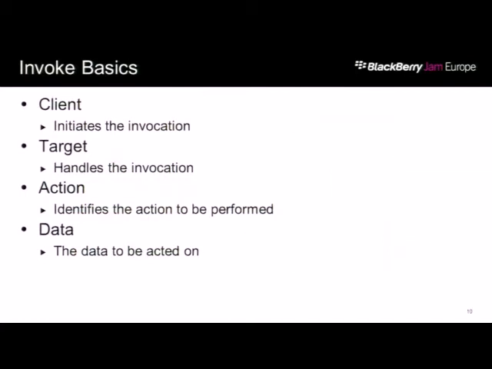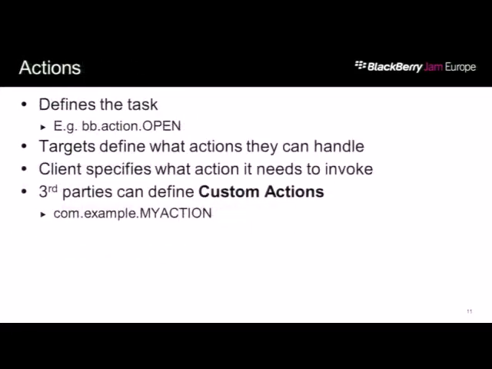So when we're invoking, there's four pieces of information that you need to consider when you're going to create an invocation request. We have the client, which is the application making the invocation request. We have the target, which is the application that's going to handle that. We have the action, what we want to do. Do we want to open it? Do we want to edit it? Do we want to maybe upload it? Or then we have the data. So this is what we're going to actually act on.